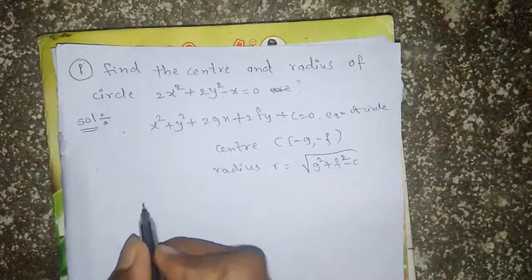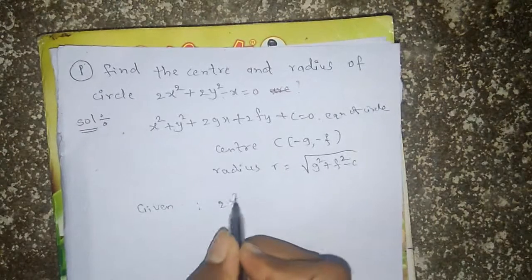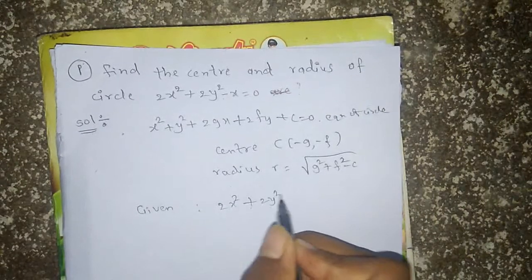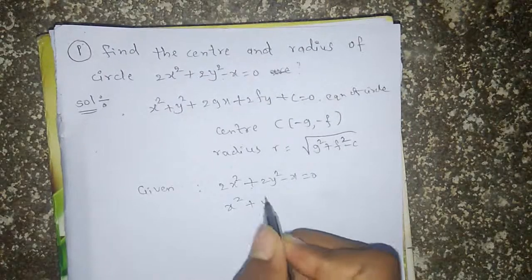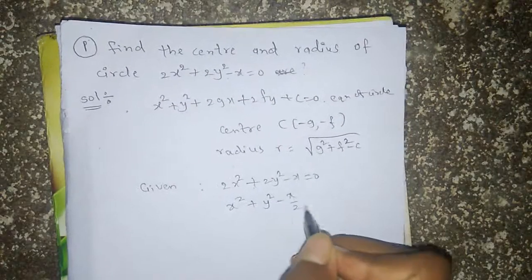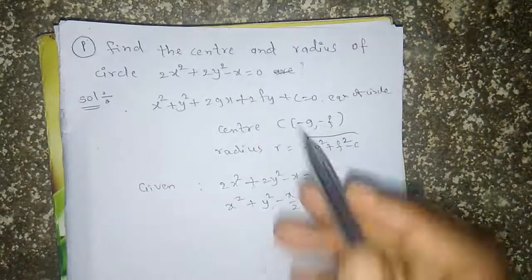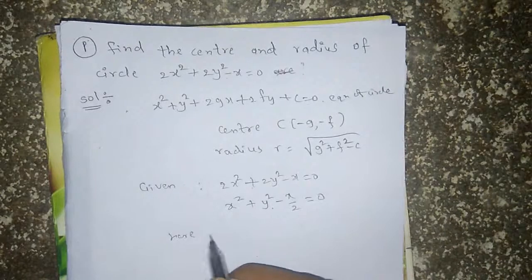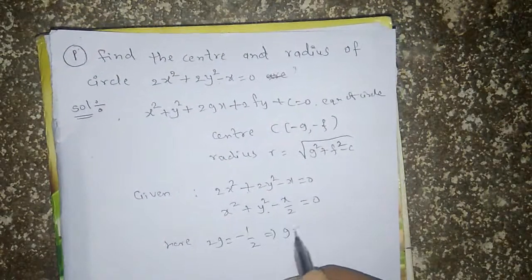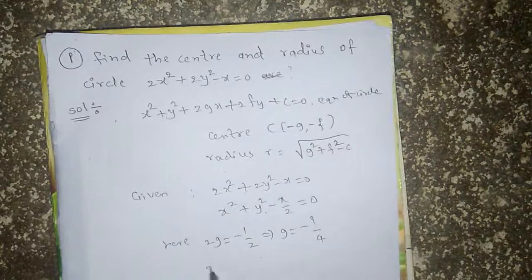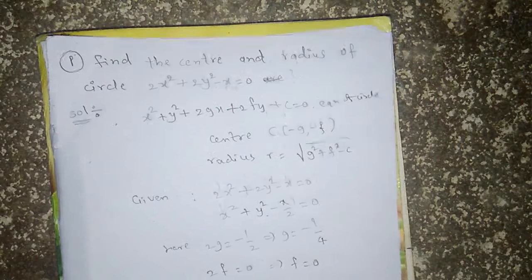So now here given equation is 2x square plus 2y square minus x is equal to 0. Take 2 common. This is x square plus y square minus x by 2 is equal to 0. So compare this with the general equation of circle. Here in place of 2g we have minus 1 by 2 implies g is equal to minus 1 by 4. Here there is no y term implies 2f is equal to 0 implies f is equal to 0.